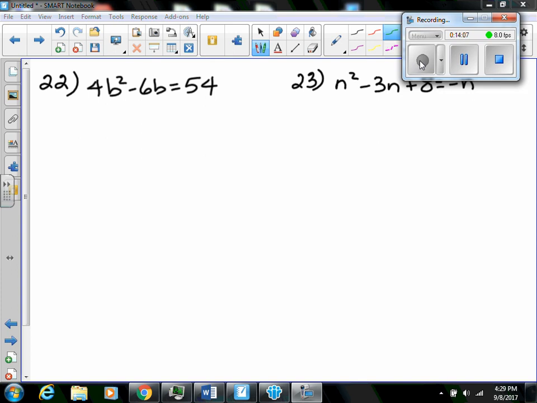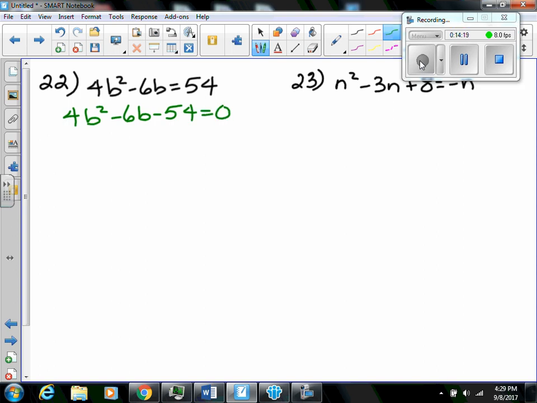All right, number 22. Again, this problem is not in standard form, so I'm going to write it in standard form. So 4b squared minus 6b minus 54 is equal to 0. Now, this is in standard form, but I'm looking at it and I'm thinking, okay, should I use the quadratic formula here, or should I use completing the square?